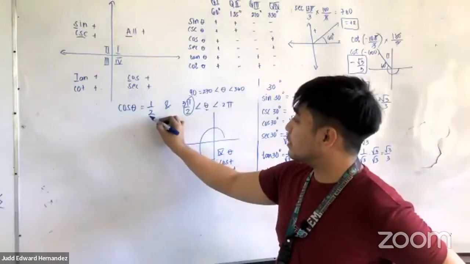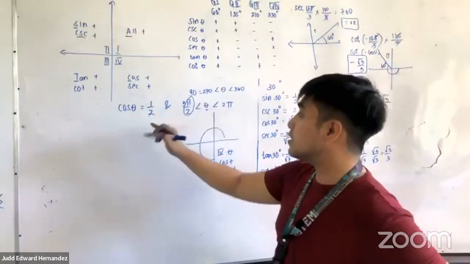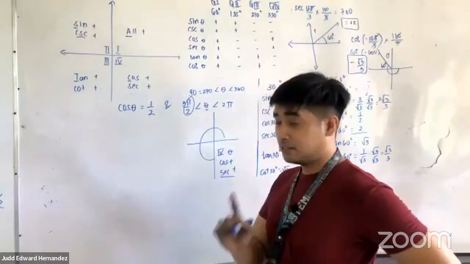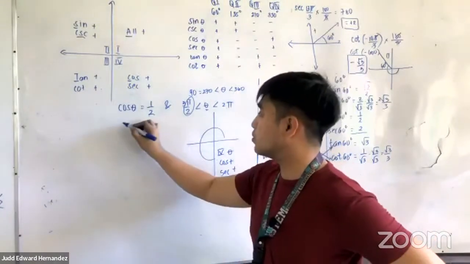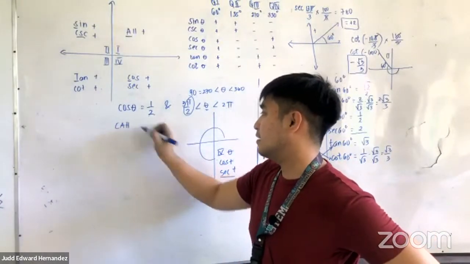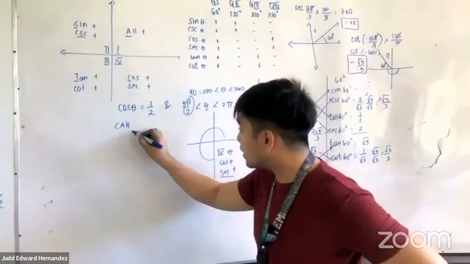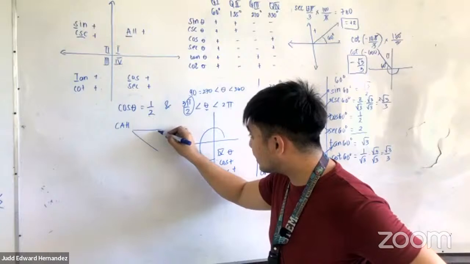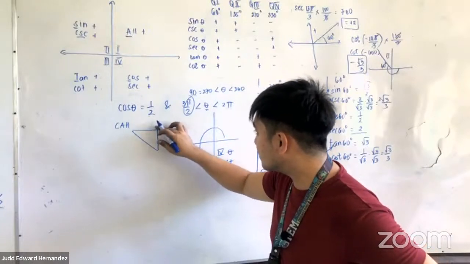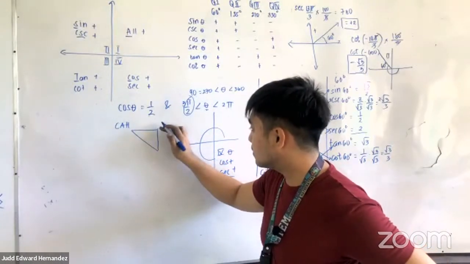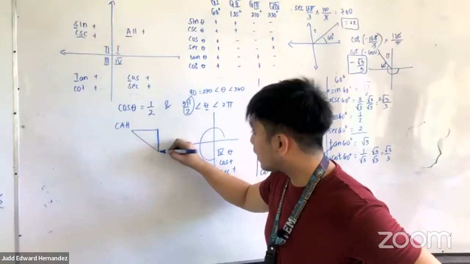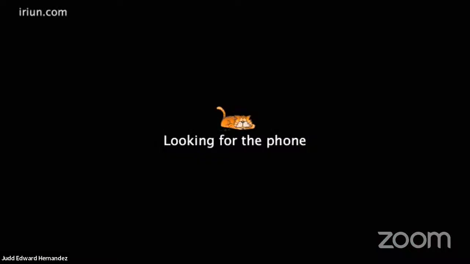Sabi, cosine theta is 1/2. O, isa-isahin natin. Pag sinabi natin cosine theta, makinig ha. Pag sinabi natin cosine theta, that is ka. Tama? Okay, that is ka. Cosine theta, dahil nandito siya, ganito yung magiging graph ng triangle natin. Baligtad. Tama po ba na ganyan yung magiging graph ng triangle natin?